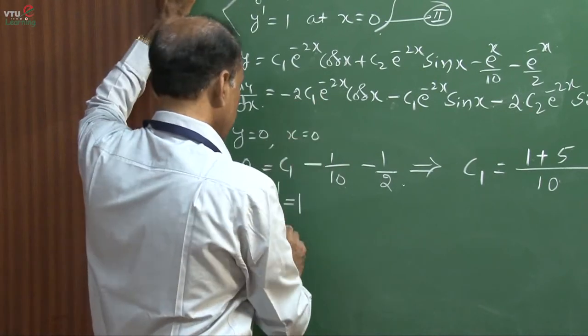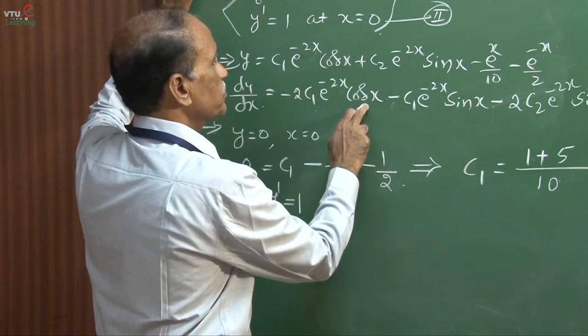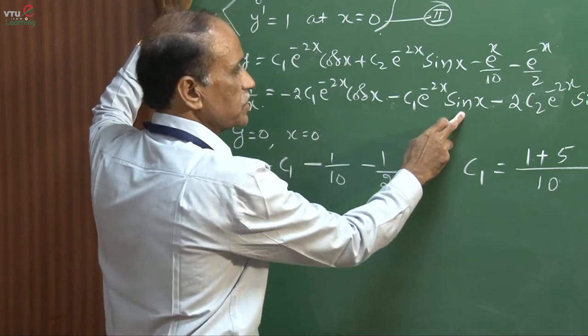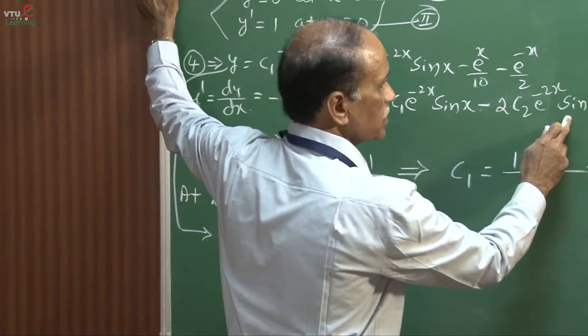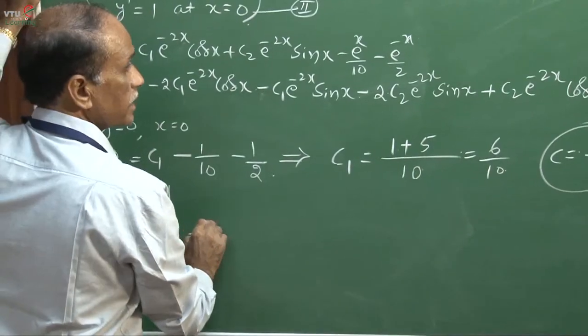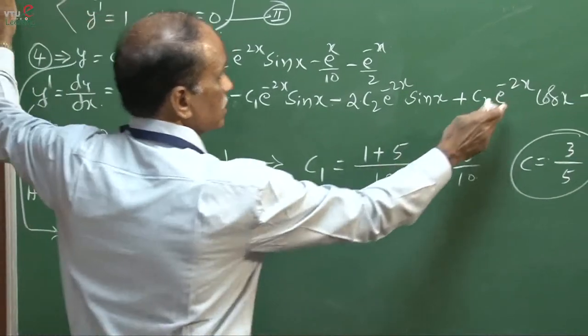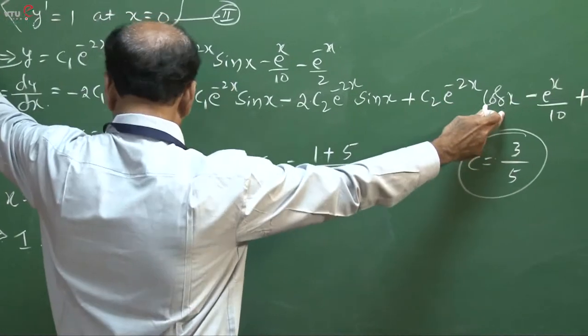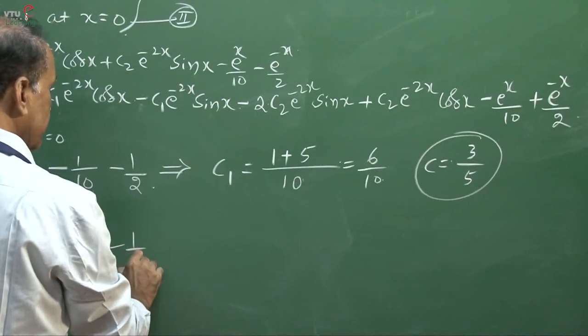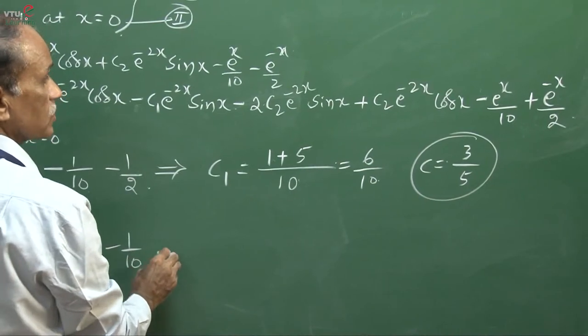This is minus 2c1. This becomes 1, this becomes 1. And this becomes 0, this becomes 0. This becomes c2, that is plus c2. This becomes 1, and this becomes 1. That is c1 plus c2, and that is 1 by 10. Again, for x equal to 0.